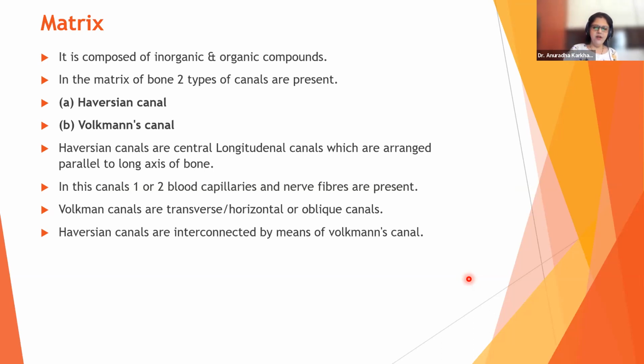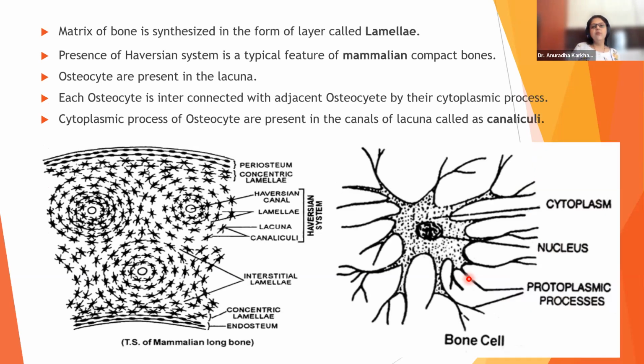Okay, good. Now we can talk about the details. See, the matrix of the bone is synthesized in the form of a layer called lamellae. So we saw that the osteoblasts were forming osteocytes and matrix. So how does this matrix look? It is in the form of a layer called lamellae.